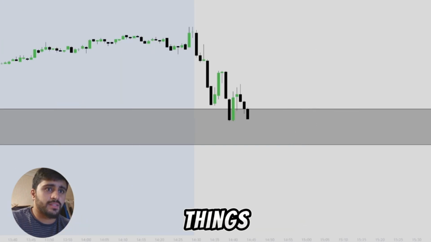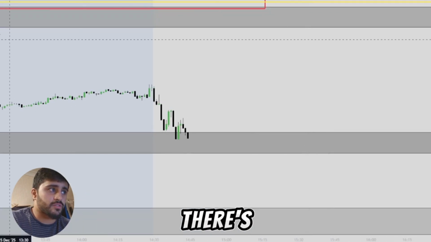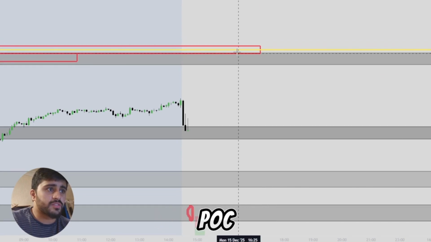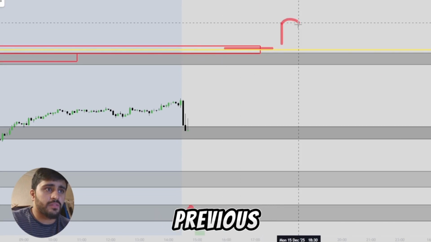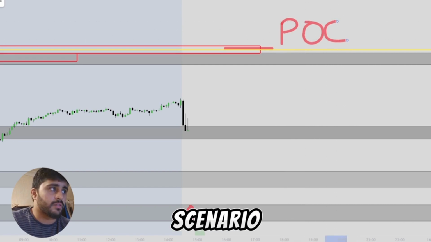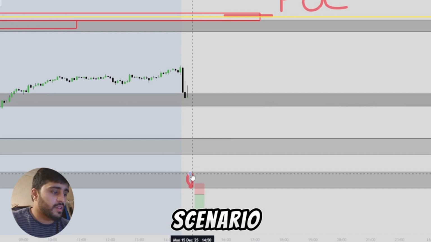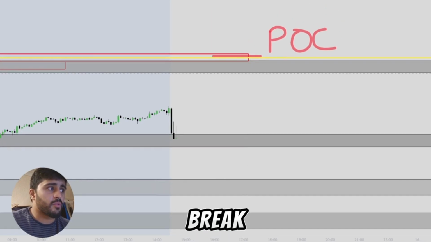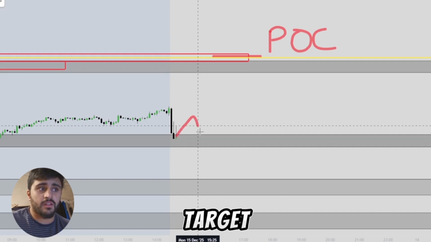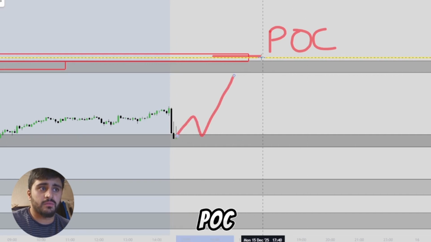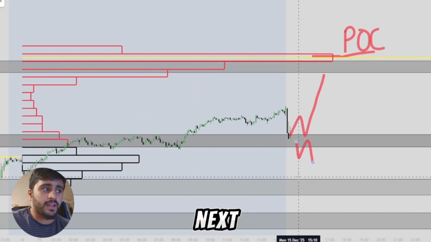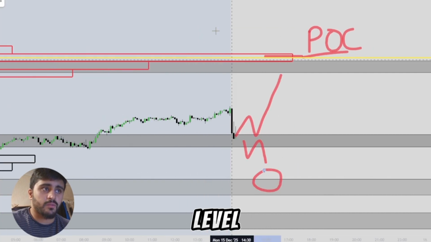Now, there's two things that can happen from here, right? You could argue there's two things that can happen. So from a 5-minute perspective, the previous day's POC is all the way up here. So this is the previous day POC. Now, this is one scenario that can happen, right? If we get a break to the upside, then a logical trade would be to target the previous day's POC, which is up here. Now, if we break below this zone, our next level would be here, the next key level down here.